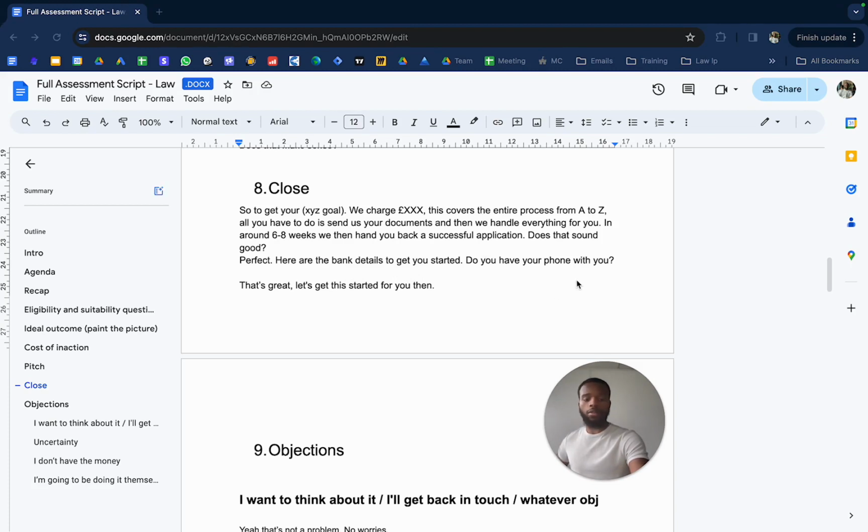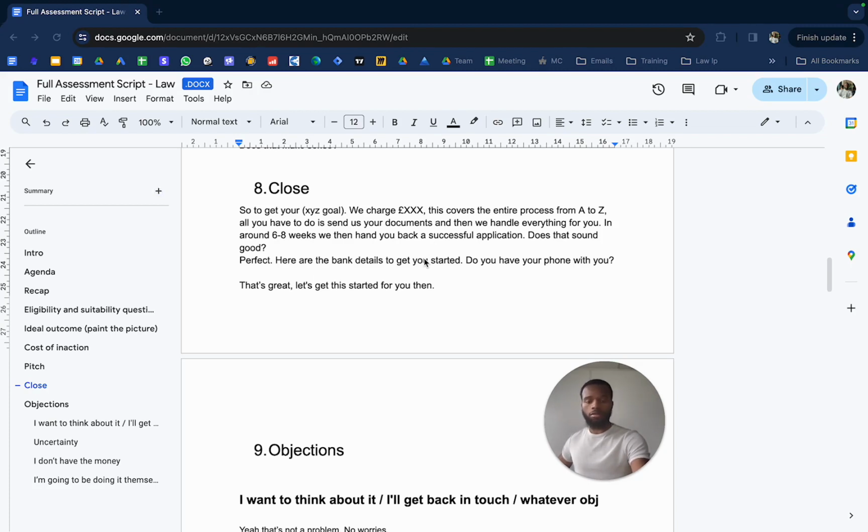Right, so this is obviously for a face-to-face meeting. Here are the bank details to get you started. Do you have your phone with you? Yes, we do. That's great. Let's get you started then. Okay, so this is just a softer question to assume the close, and obviously it's a case that they will transfer the funds to get started, and that's how you proceed.